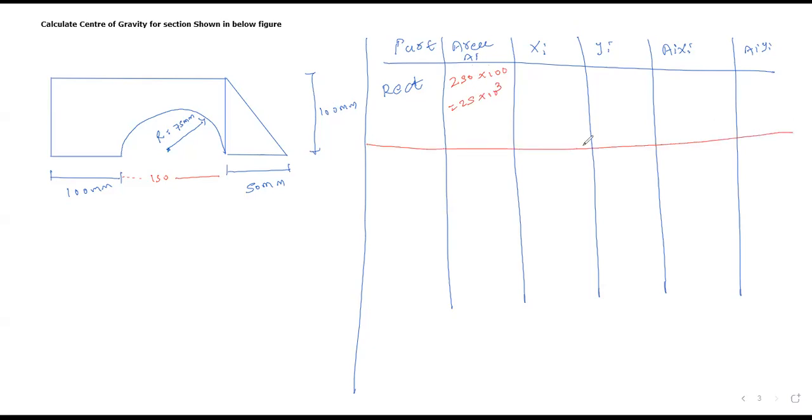Similarly, let me calculate for the triangle. Why am I calculating the triangle first? I will tell you in a minute. What will its area be? 1/2 into 100 into 50, so 0.5 into 100 into 50. So you will get 2.5 into 10 to 3. Write the answer in power of 10 to 3. Units are mm square.